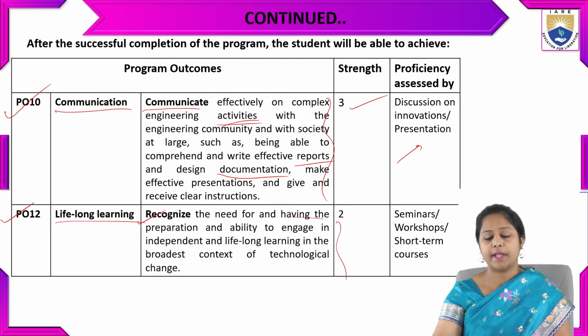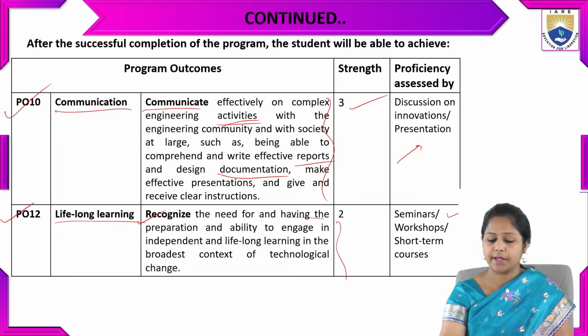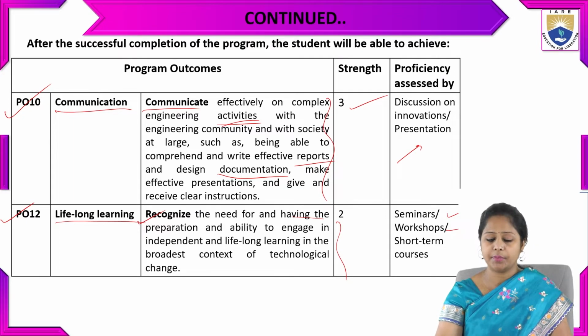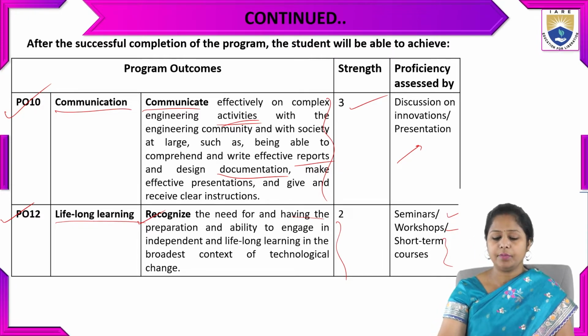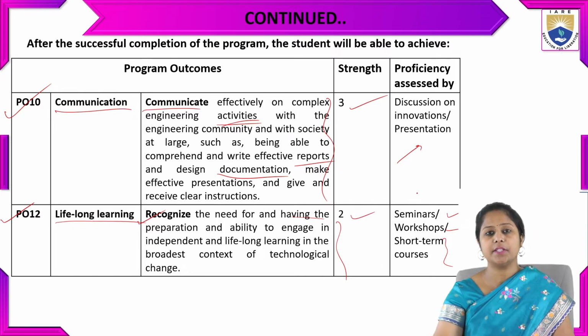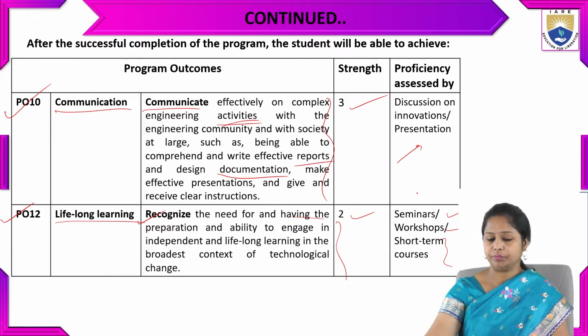He'll be assessed on the basis of the seminars he is going to attend, the workshops, and the short-term courses he is going to take. So the strength for this PO12 is 2.